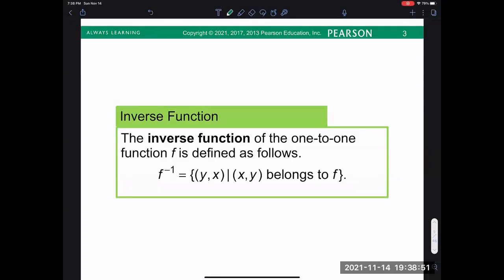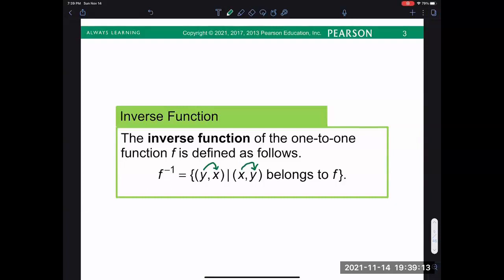So in the original function, you plugged in an x, and then that gave you a y value. Now in the inverse function, you take that answer, the y value, and then we're going to go back and give you the x value that we started with. And we know that only one of those exists because this is a one-to-one function, so there's only one x value that we can use.